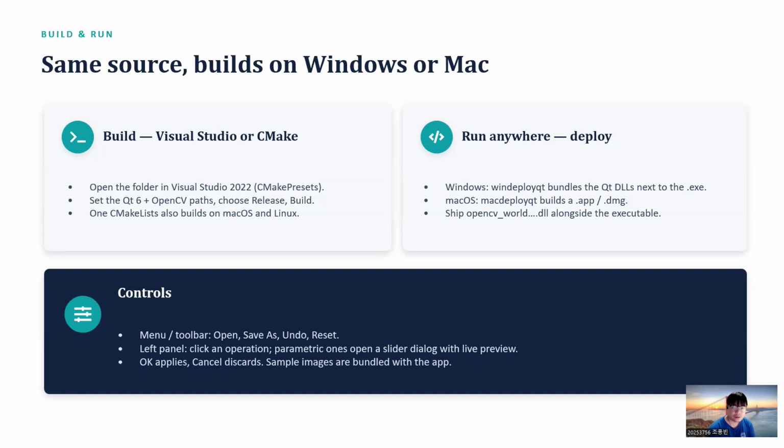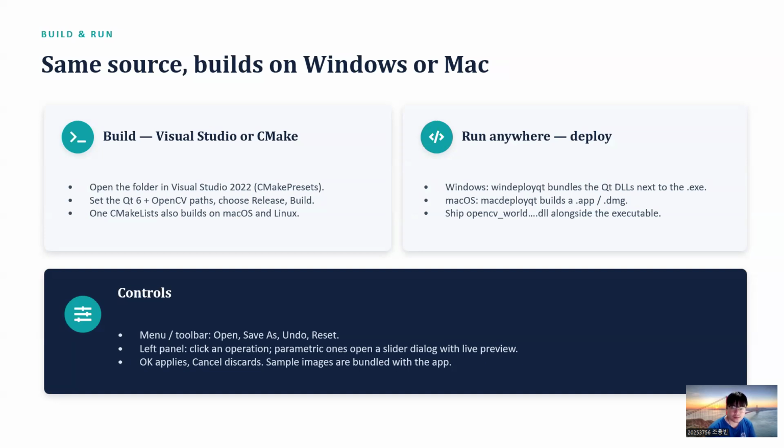To run it on another computer, I use Qt's deploy tools. While windeployqt on Windows bundles the Qt libraries next to the executable, macdeployqt on macOS builds an app bundle or DMG. The one OpenCV DLL sits next to the program as well.